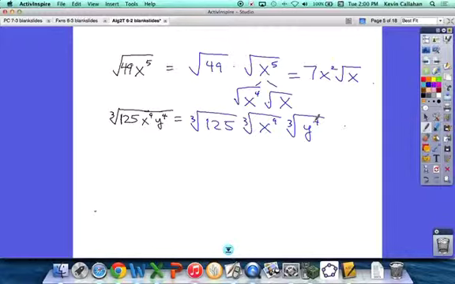Okay, what are the two? Y to the third times y, right? And now we'll get the third root of this, the third root of that. So this whole thing will simplify as the third root of 125, 5. The third root of x to the ninth is x cubed, right? We got to go 9 divided by 3, x to the third. The third root of y to the third, y, and then the third root of y.